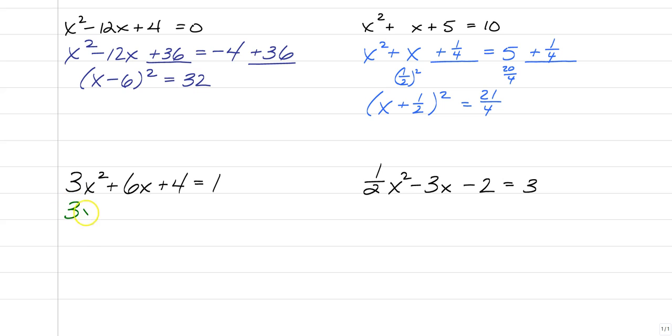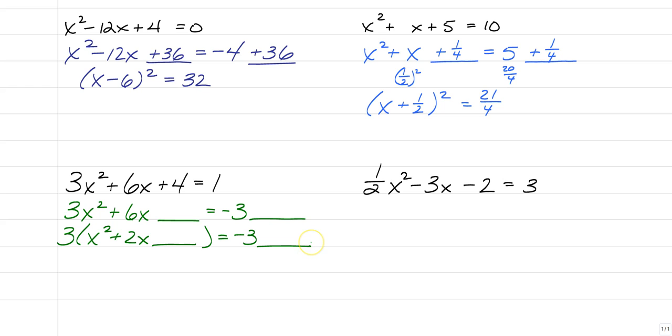So the first thing we're going to have is 3x squared plus 6x, and then we leave our space, is equal to a negative 3, leave a little bit of space. Just like earlier, you cannot complete the square with this, so we must factor out that 3. So now we have x squared plus 2x, leave our space, is equal to a negative 3 with our space. So half of 2 is 1. 1 squared is 1, so we're just going to add 1.